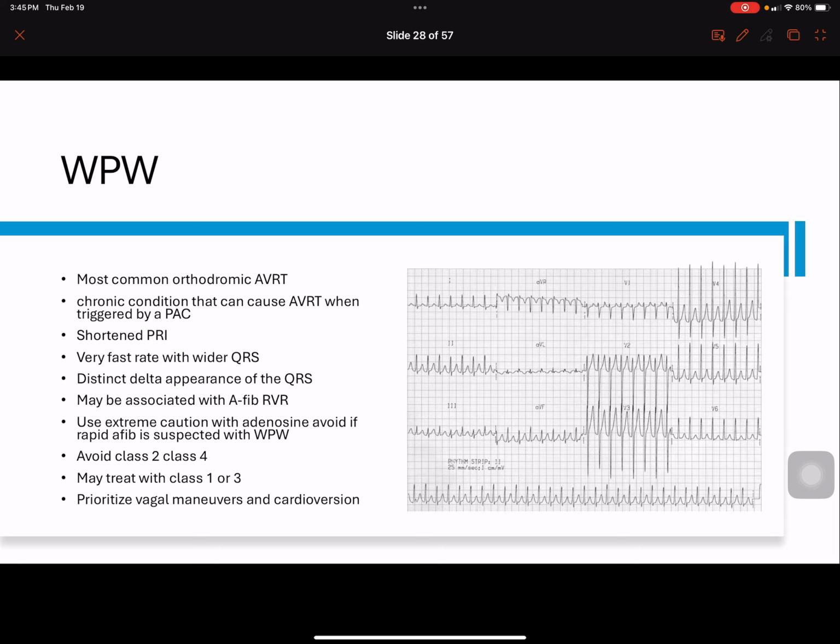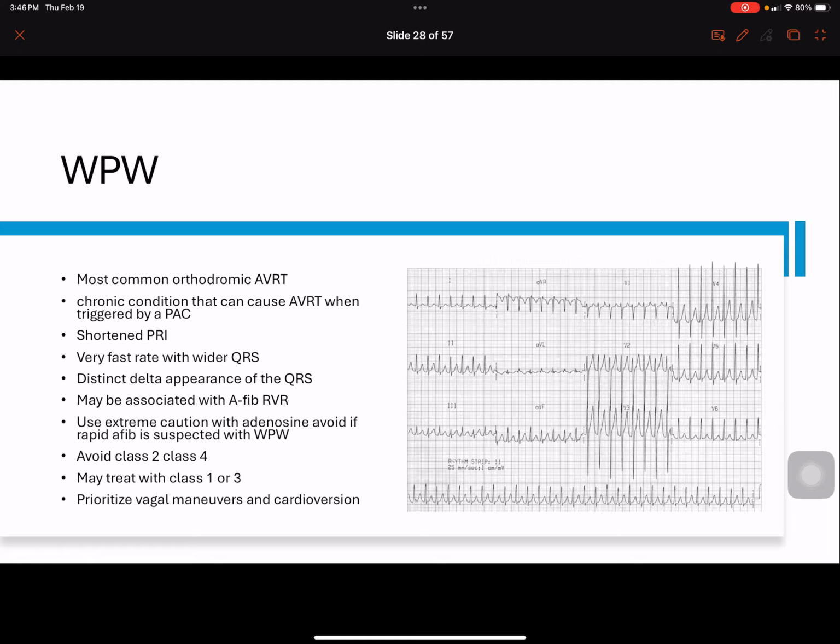So if we have a patient with WPW or an AVRT and they're having an irregular, very fast rhythm, we want to avoid at all cost any class 2 or class 4 medications. And you may think, wait a minute, adenosine is in class 4 and I just learned to treat these types of rhythms with adenosine.